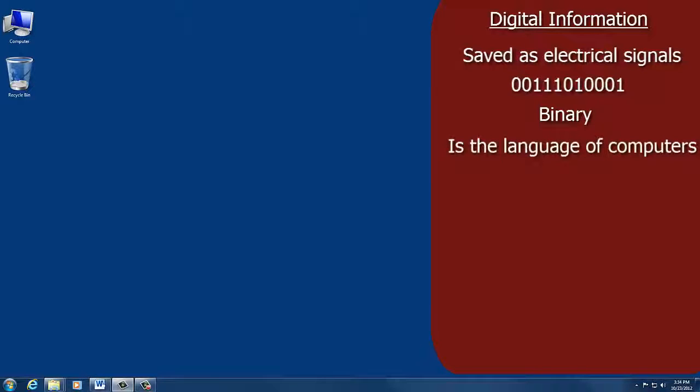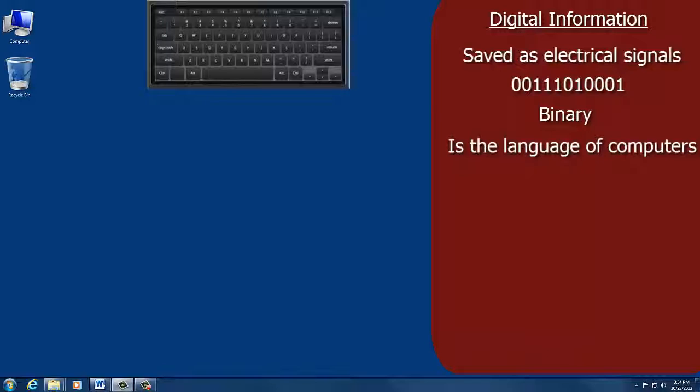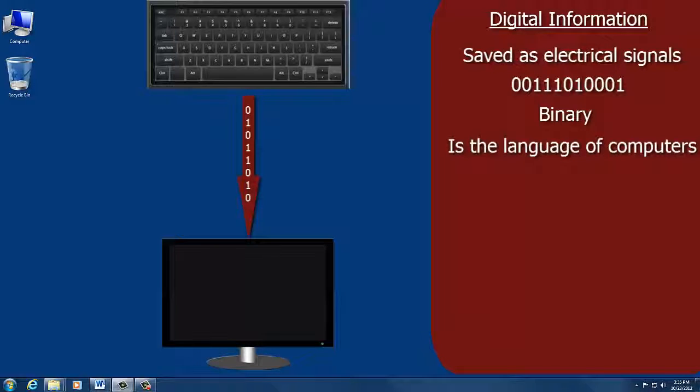Binary is the language of computers, and it is how all of the information on a computer is saved and processed by the components of the computer. As soon as information goes into the computer using an input device, it is converted into a digital binary format. It stays in that digital format until it gets presented back to the user with an output device.